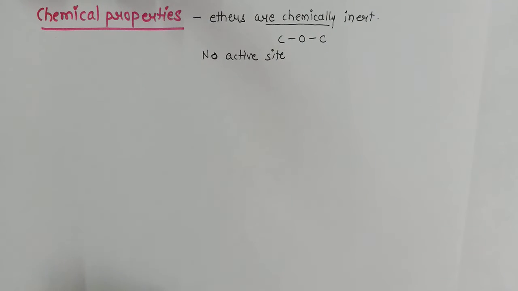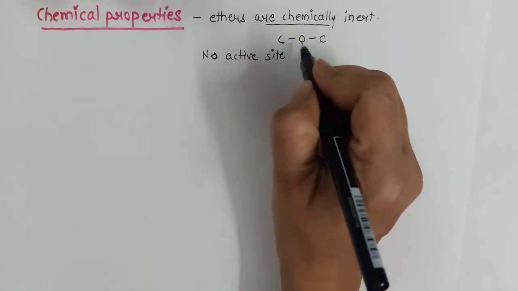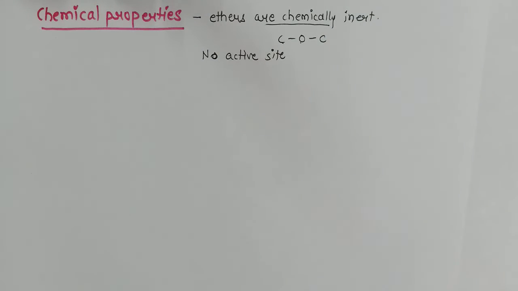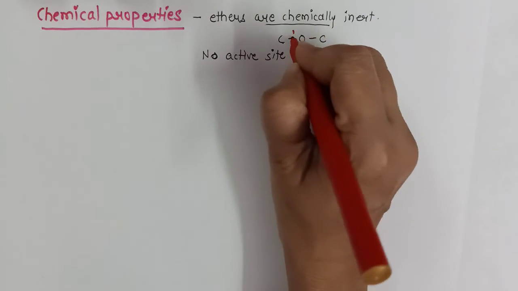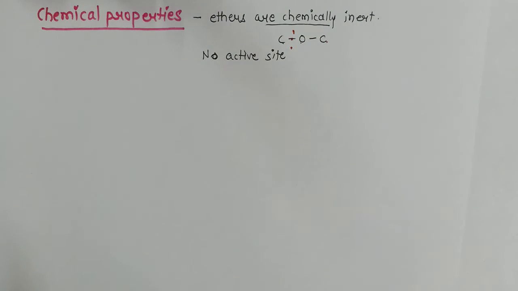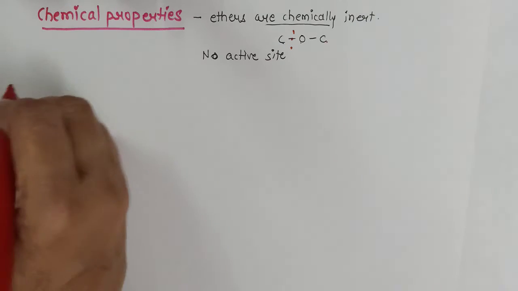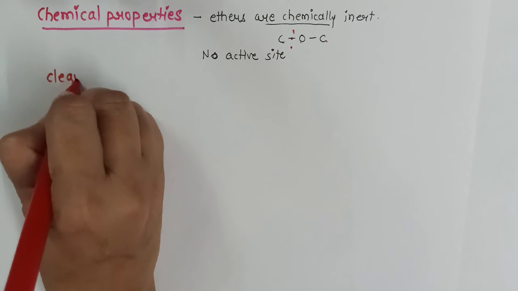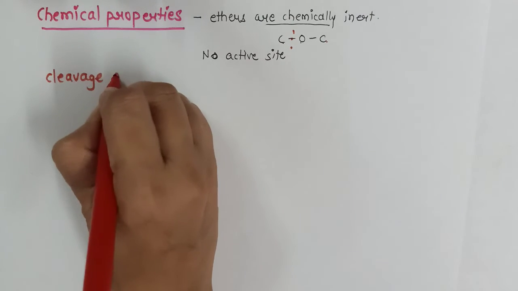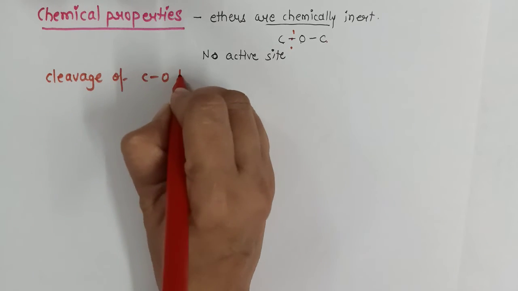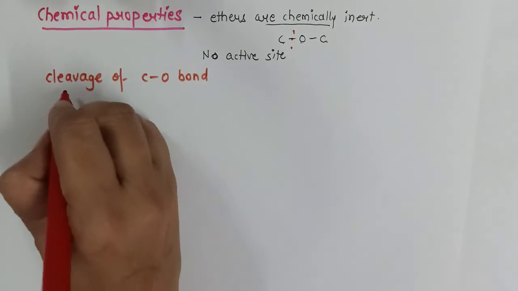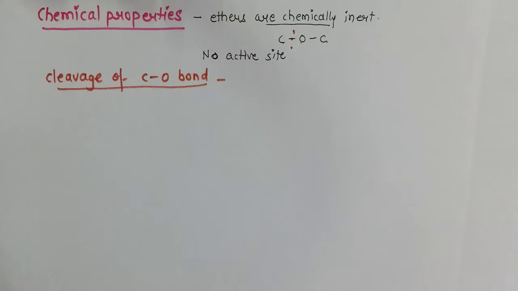Now there is a cleavage of the carbon-oxygen bond, either from this side or from this side. It will depend on the alkyl group. How that will depend on the alkyl group, we are going to discuss now. So it is the cleavage of the carbon-oxygen bond in ether that we are going to discuss.